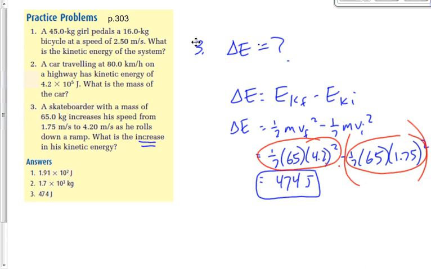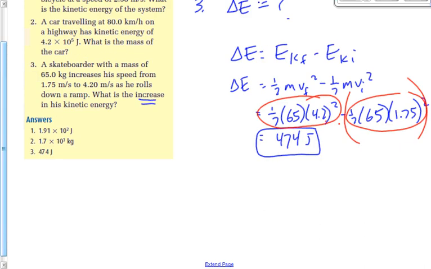I want to show you something that I'm thinking some of you may have tried, but you got the wrong answer. And I want you to tell me, own up to it if you tried this, okay? If delta E is final minus initial, and it's 1/2 mvf squared minus 1/2 mvi squared, then couldn't we just say 1/2 m times delta v squared? Isn't that the same thing? Looks like it. Let's see what we get, though.